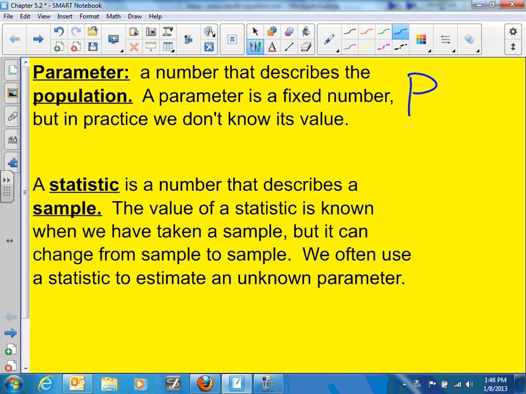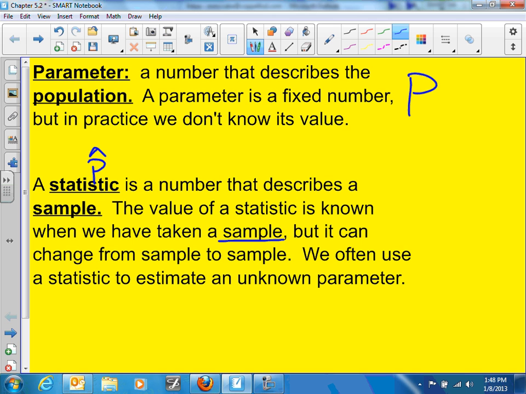Parameter is to population, as statistic is to sample. A statistic is a number that describes a sample. We're going to call this p hat because this is a proportion that describes a sample, okay? The value of a statistic is known when we have taken a sample, just like you did the other day, but it can change from sample to sample.